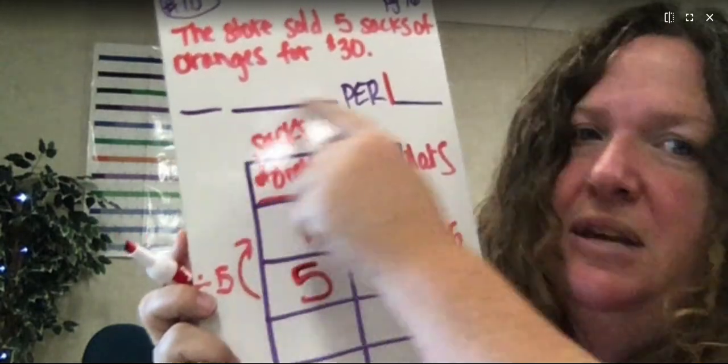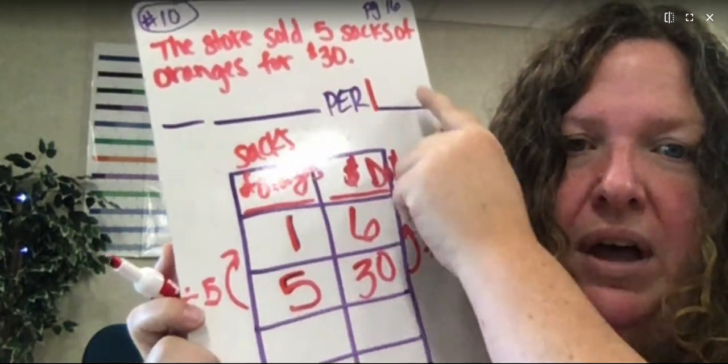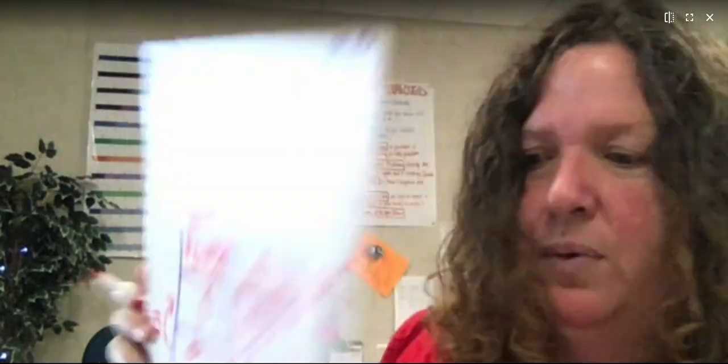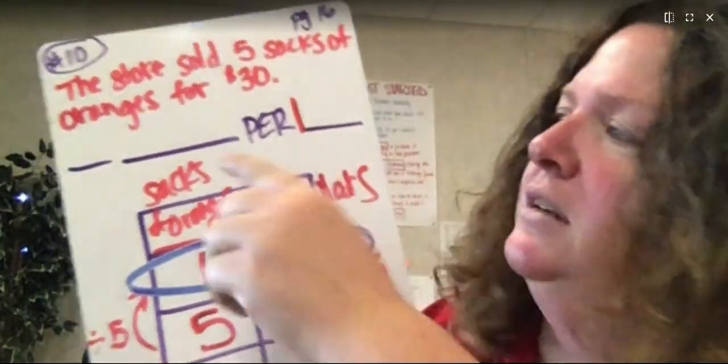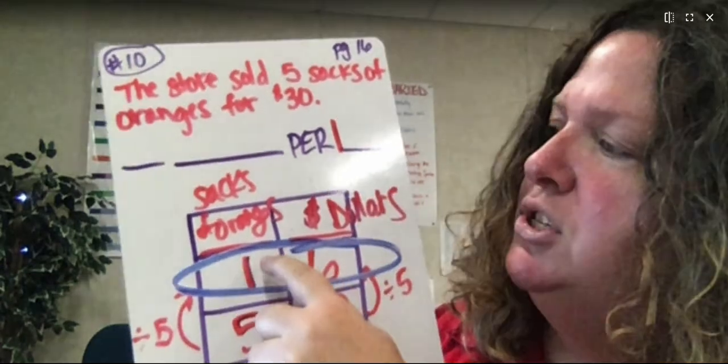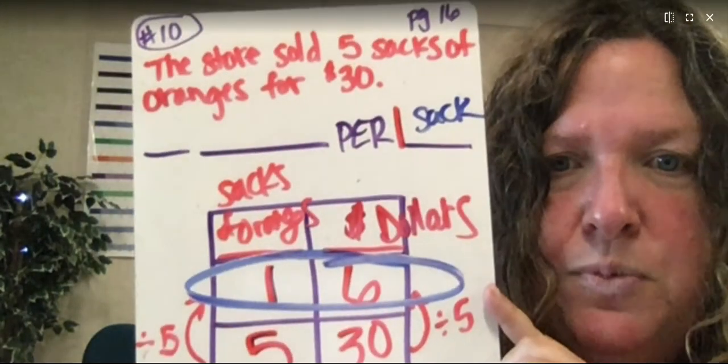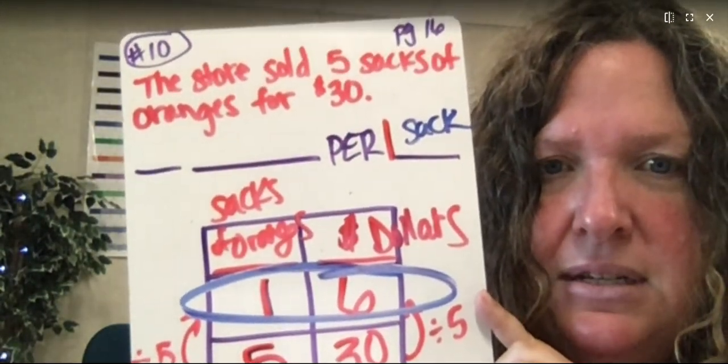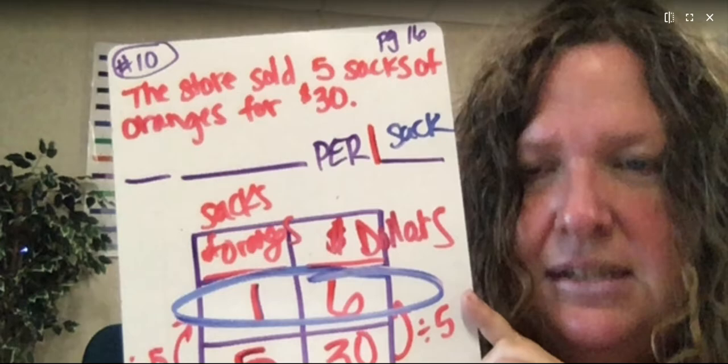We also have to fill it up here, though, blank, blank per 1. So we had to find the unit rate, and we found the unit rate. So we're going to use that information that we found to fill in the unit rate up here. Blank, blank per 1, so this is per 1 sack of oranges. And how much was it? What are we going to put in those other things? $6.